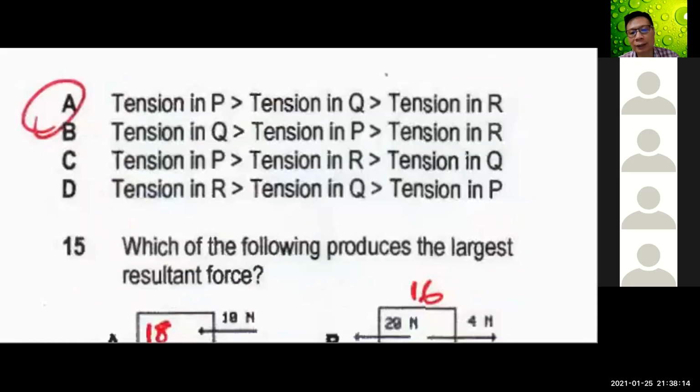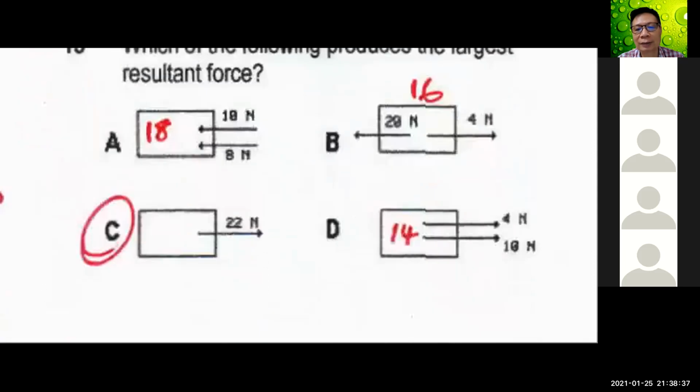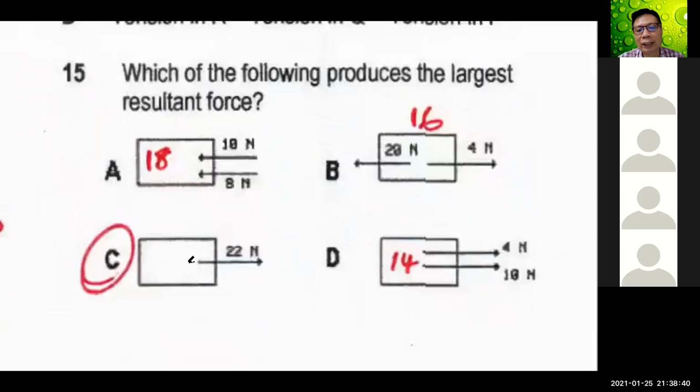Someone please give the answer. Which of the following produces the largest resultant force? Very simple. Which one gives the largest answer? Largest resultant force. Hong Zhao Xiang says C. Yes, correct. The answer is C. See? This one you get 22. This one same direction, add up 18 only. This one opposite direction, minus 16. Same direction you add up but 14 only. So this is the biggest.